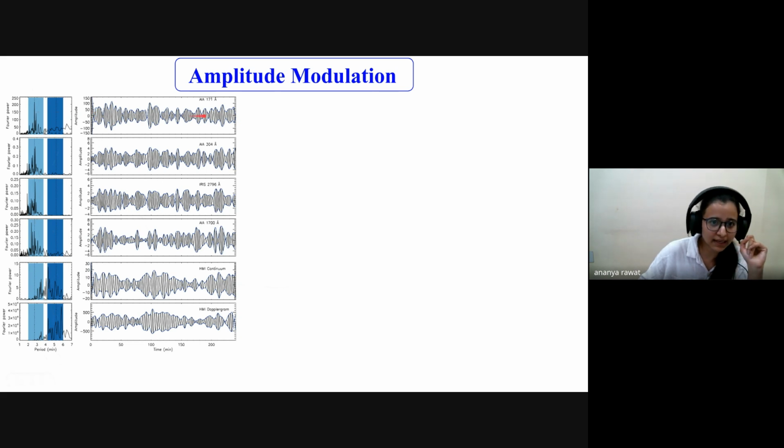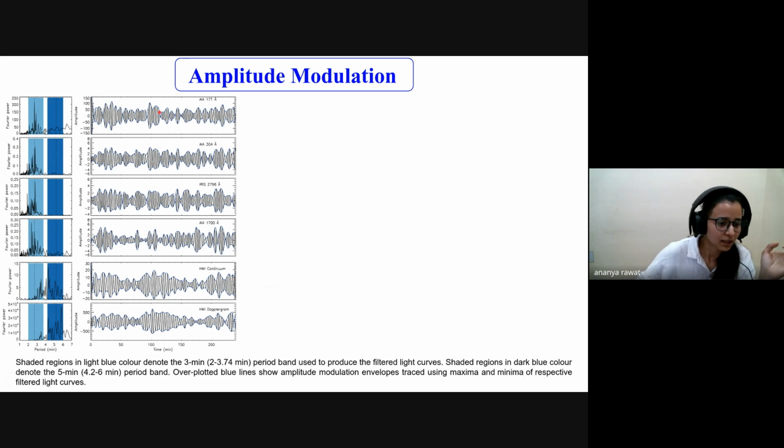This is the filtered light curve, which shows clean wave packets. These are very clean oscillations, and these are basically wave packets. It is showing a beat kind of pattern, which is basically the amplitude modulation. This blue line here is the amplitude modulation, or the envelope of these beats.